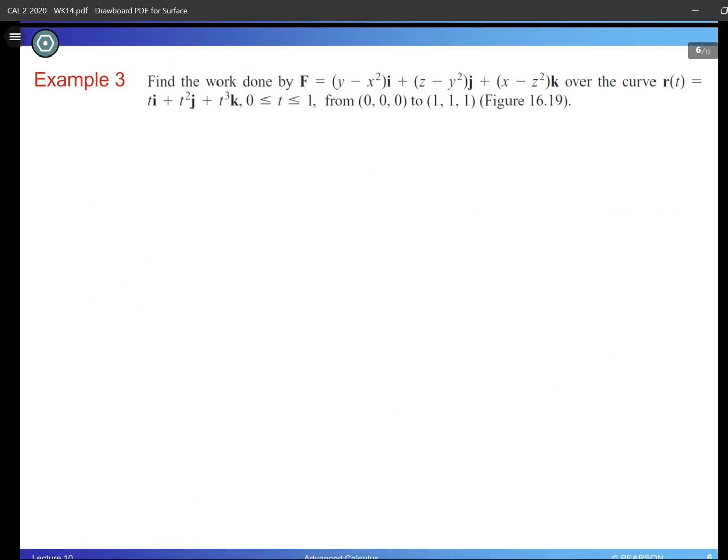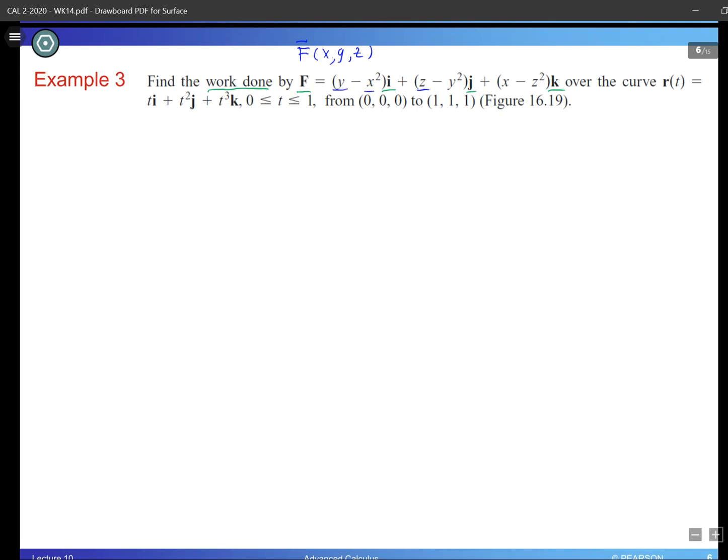In this example number 3, we are supposed to find the work done by this force field. Now let's take a look at the information we have for this force field. First of all, it has 3 components, i, j, and k. So definitely this is a force field or a vector field in 3-dimensional space. So let's write this down. This is a vector field, force field F, big F, of x, y, and z. As you can see here, each component is represented by 3 variables, x, y, and z. So we see y here, x here, and z here.